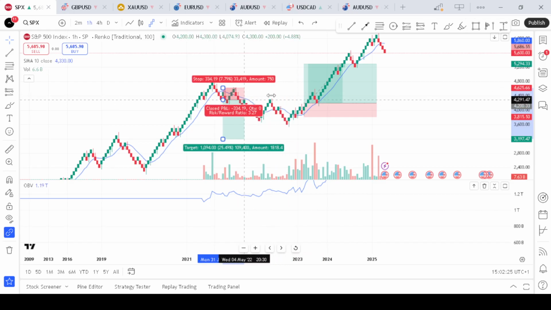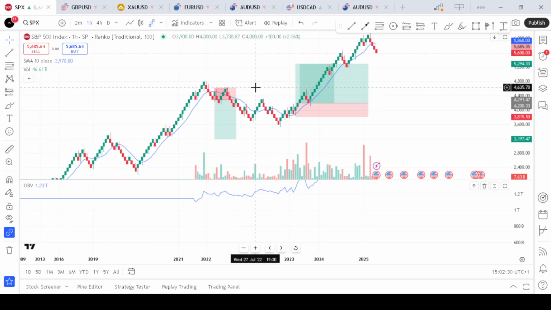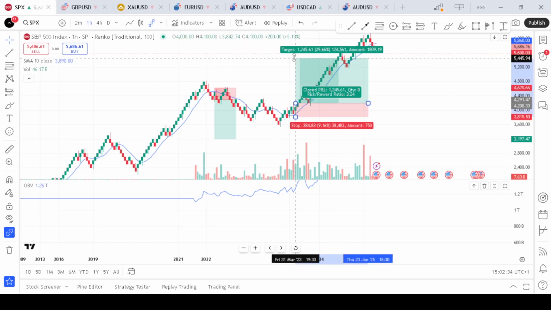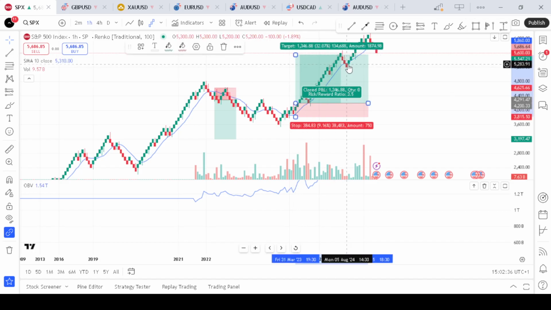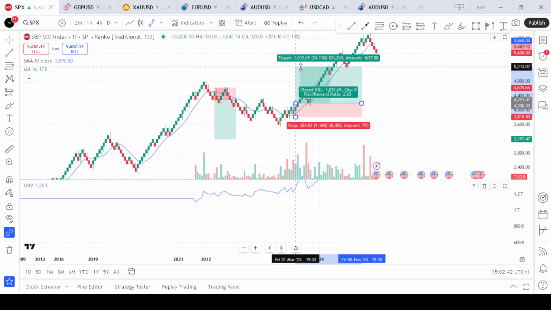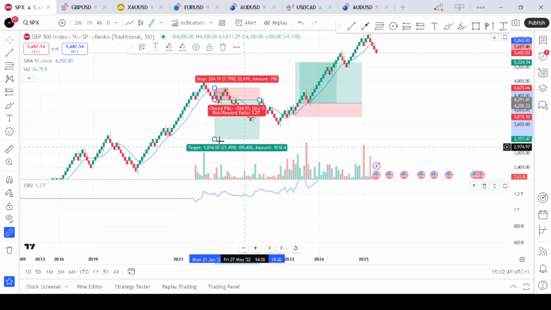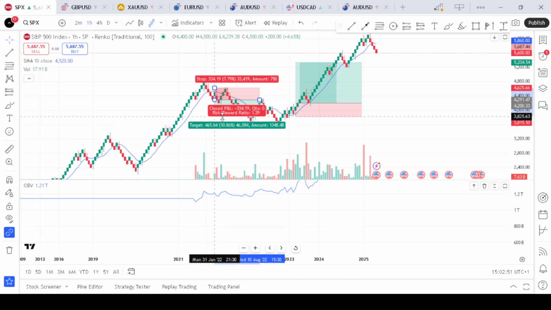Now, to exit your trade, you exit when price closes below the SMA. Once you notice price is getting close to the SMA, in fact, when price gets to the simple moving average, this is where you would want to close your position in a bullish trade. And in a bearish trade, once price gets to your simple moving average, you close your position. This is how we manage our trade.